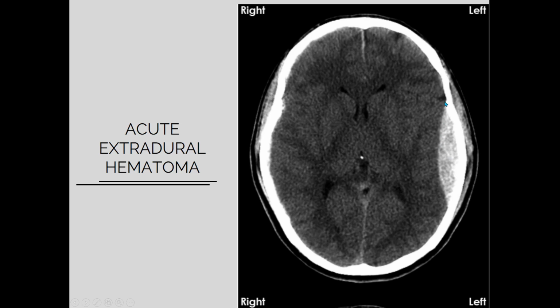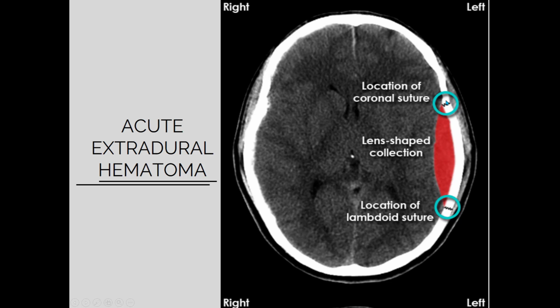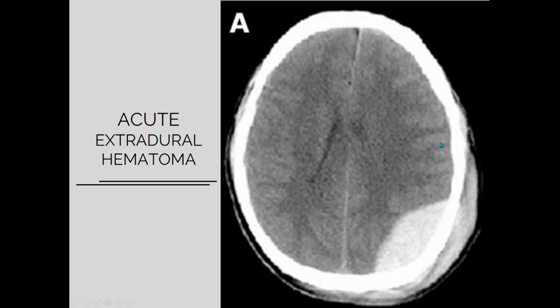And how can you recognize that? Because of its shape. This is a lens shape. And why is this a lens shape? You can see here that these are the sutures, and because dura mater is attached to the sutures, the hematoma is limited. Okay, if you remember the names of the sutures, then you can mention them, otherwise better to avoid it if you don't remember exactly.